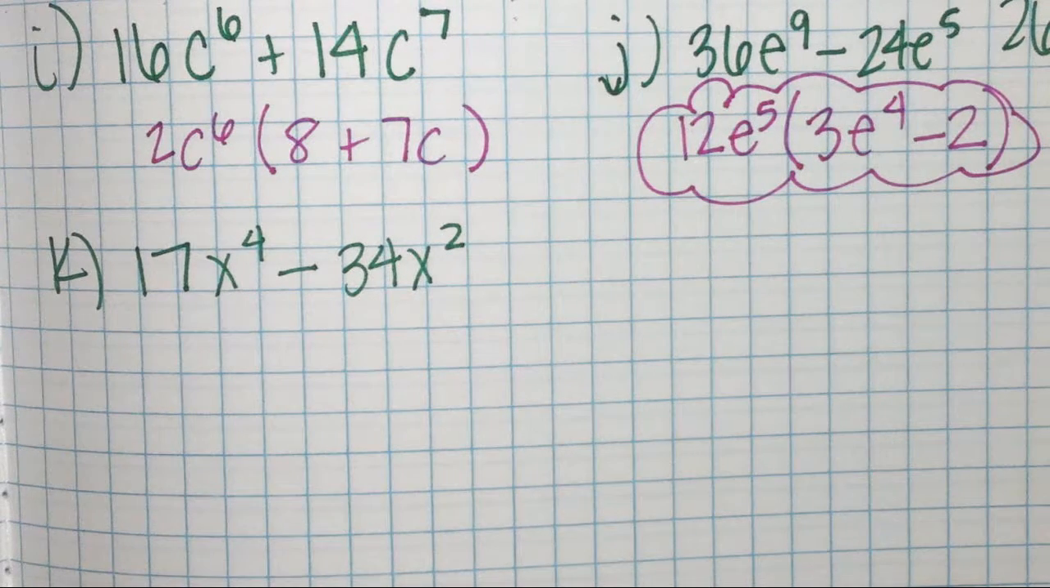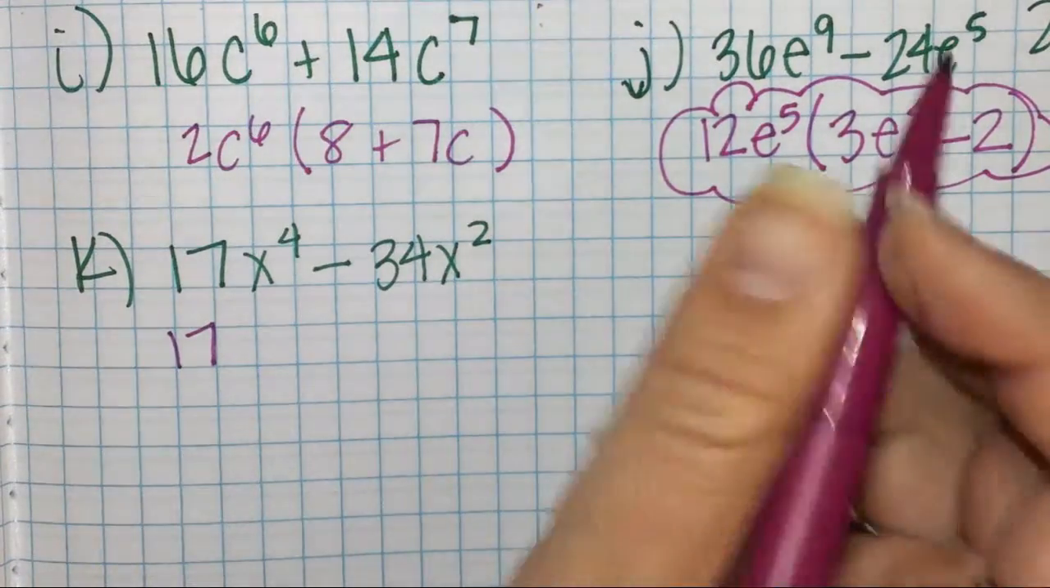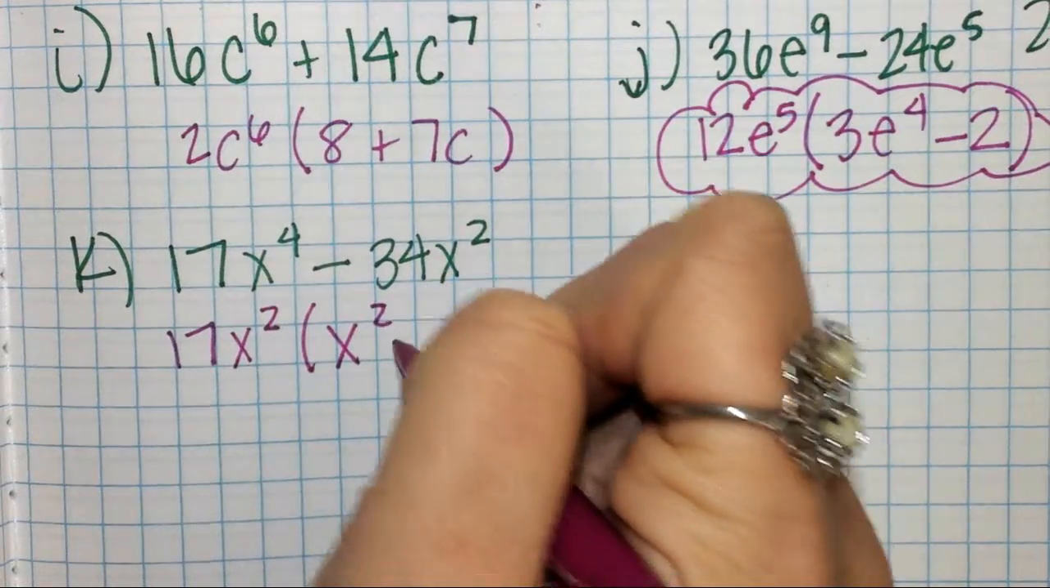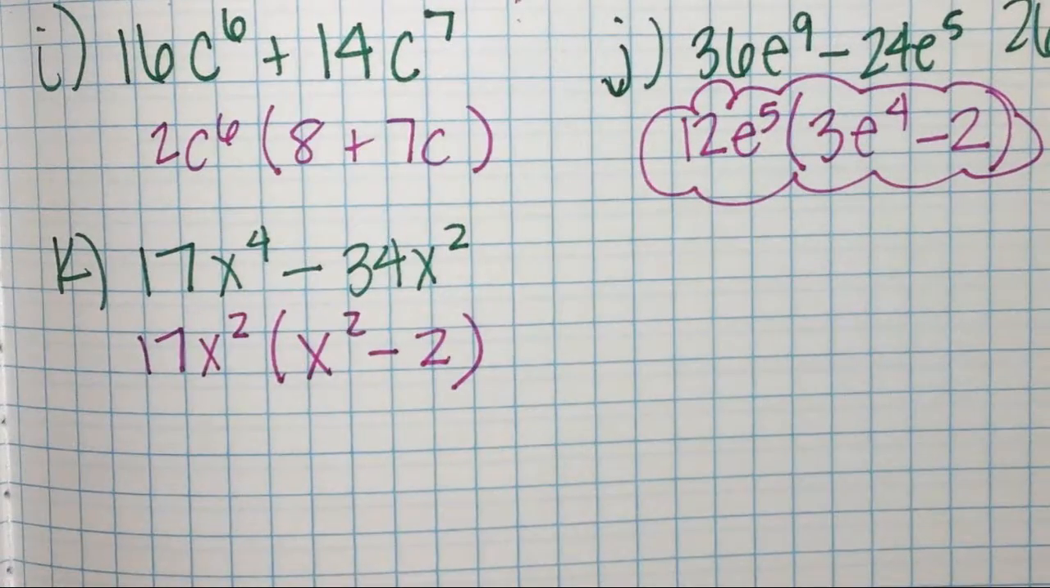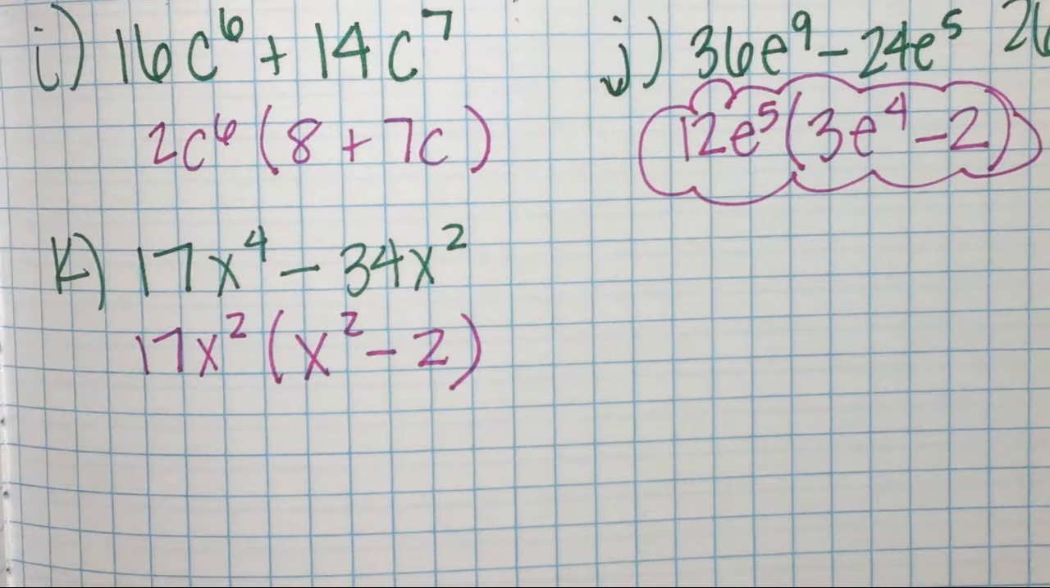What's the biggest number that goes into both 17 and 34? 17. And what's your smallest exponent? Oh, then I got it right. The problem's not even finished yet. Did you get it right? Yeah. Oh, thank all the gods. Let's move on. I got it right.